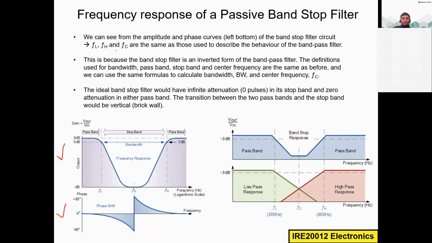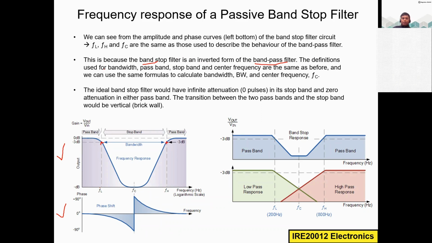Here FL, FH and FC are the same as those used to describe the behavior of the band pass filter. Because at the minus 3 dB level, if you draw a line, it cuts at this point and this point, and if you measure the frequency level, they are at the same level. This is because the band stop filter is an inverted form of the band pass filter. We can call it the opposite or inverted version of the band pass filter.